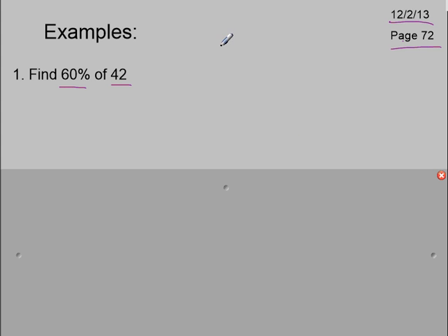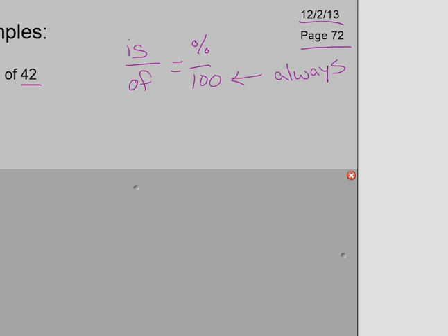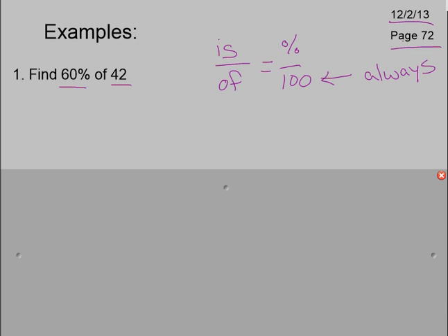So I am going to remember that my percent proportion is is to of, as, percent is to 100. That 100 is always there when you're dealing with percent questions. If you're dealing with just a regular proportion question like similar triangles, that 100 is not going to be there. But for this unit, for percents, that 100 is always there. So now we just have to fill in the other pieces of the percent proportion.